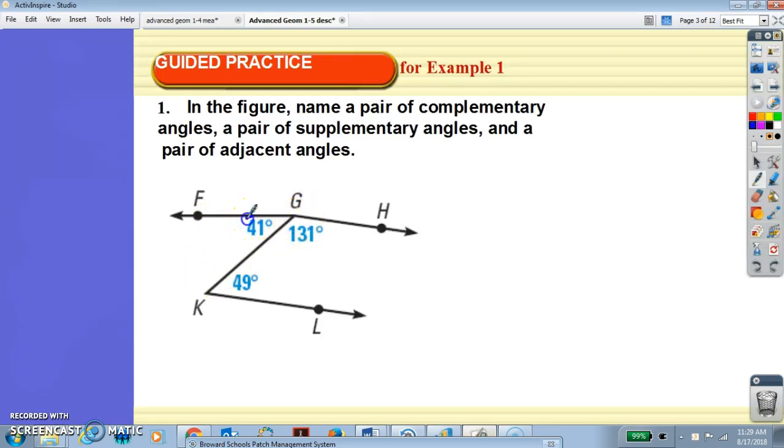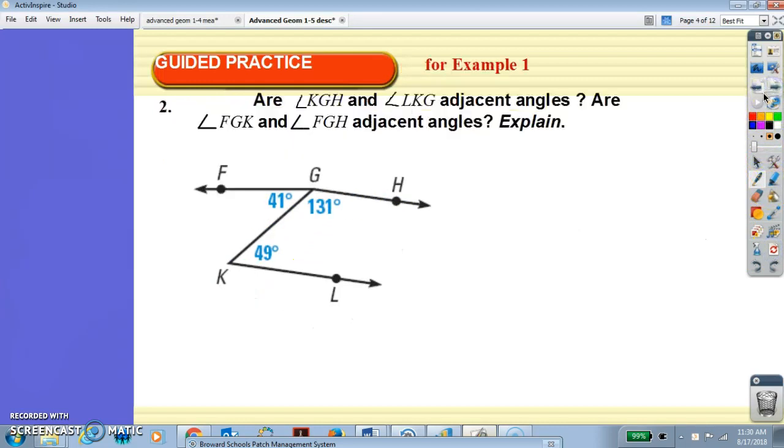FGK. And what? KGH. Perfect. They share a common vertex and leg, but no points in their interiors. They don't have any overlapping degrees. Wonderful. That is a pair of adjacent angles.